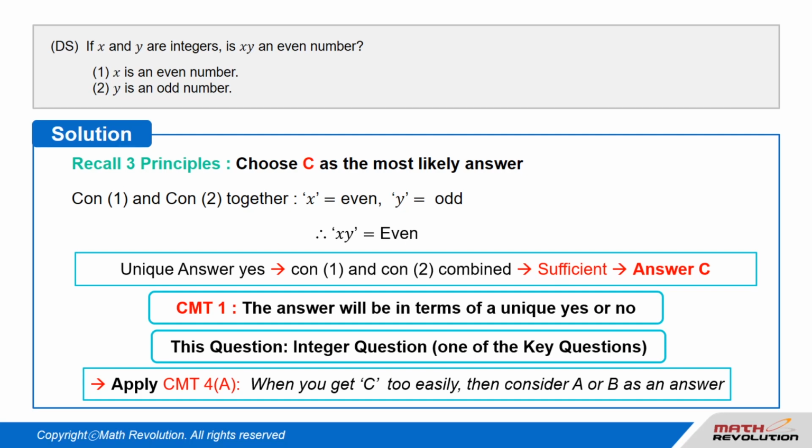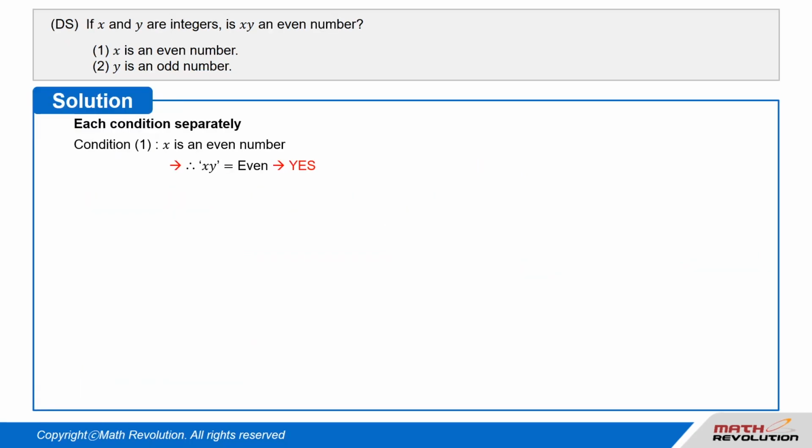However, since this question is an integer question, which is also one of the key questions, we should apply CMT4A, which states that if you get C as an answer too easily, then consider A and B as an answer. So, we have to consider each condition separately.